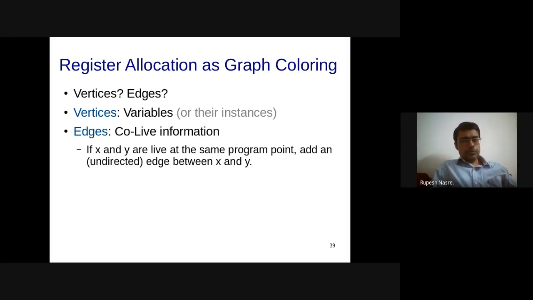Right? So the edges are going to be co-live information, which means that the two variables should be live at the same program point. Then we connect them using an edge. In this case, we are going to say that it's an undirected edge. It doesn't matter, if A and B are co-live, then there is a symmetric relationship, and therefore we will use an undirected edge.